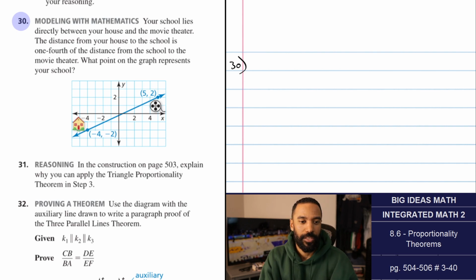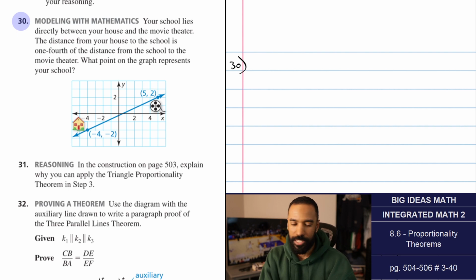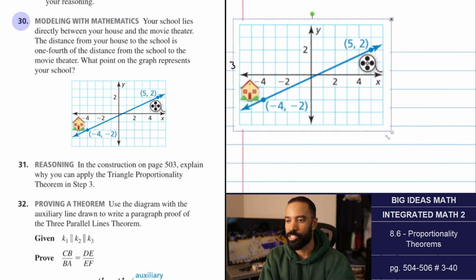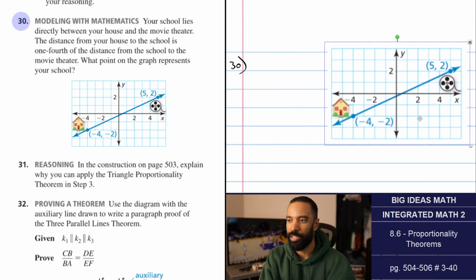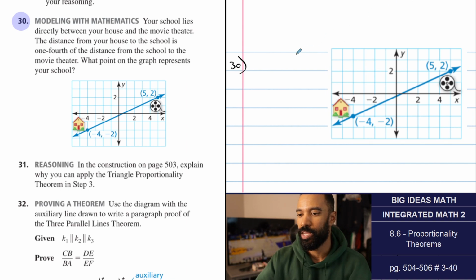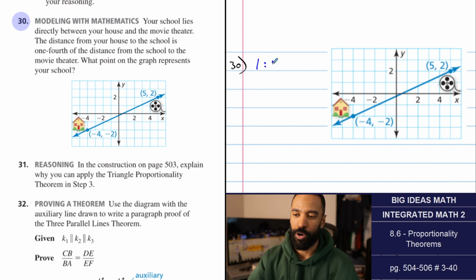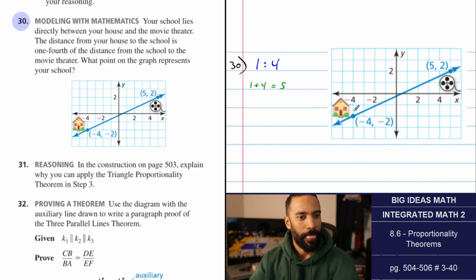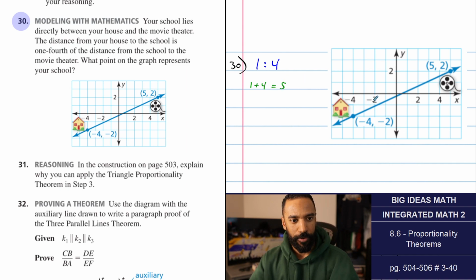Okay, so let's copy paste this guy so we don't have to plot new points again. We are sticking to that same principle as before. It's not saying that your school is 1/4 of the way to the movie theater. It says from house to school is 1/4 the distance away. So you do have that 1-to-4 ratio that we're still playing with in one of these cases here. 1 plus 4 is 5. So basically, distance from your house to school is 1/4 the distance to school to the movie theater.